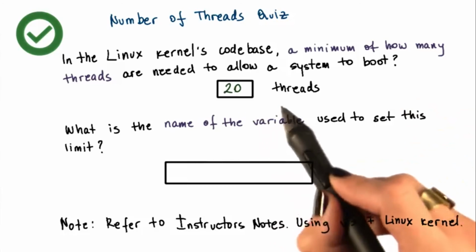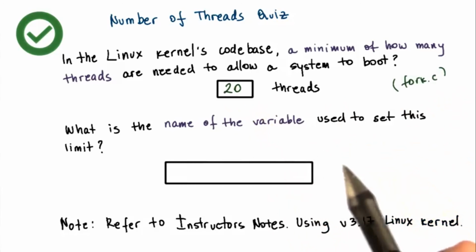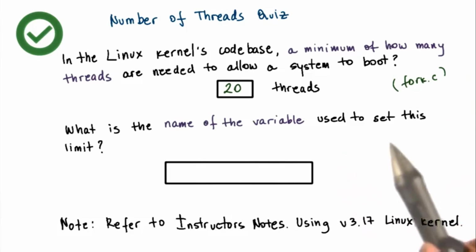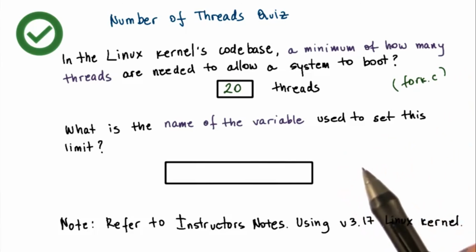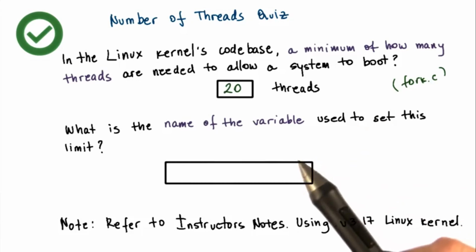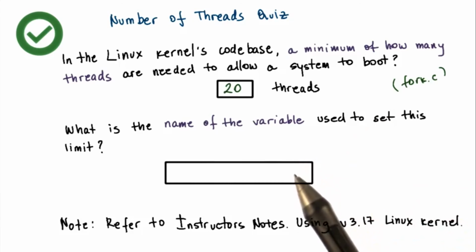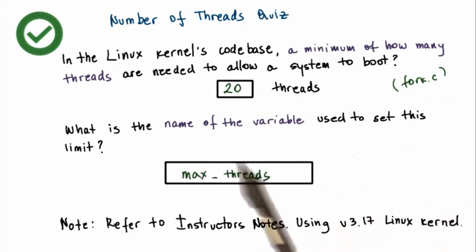The answer to the first question is 20 threads. If you look through the source code for fork.c, you will see that in the init fork function, there is a place among lines 278 and 282 that ensures that at least 20 threads are going to be created to get the system to boot. And if you found the answer to this question, then you will know that the variable that holds this value is referred to as max threads.